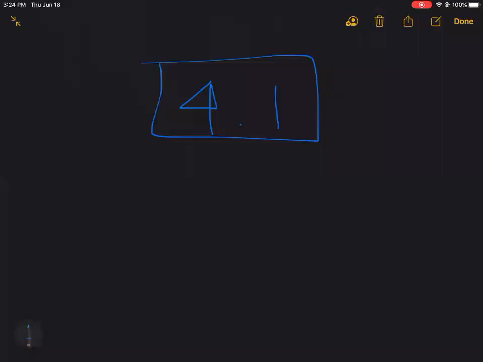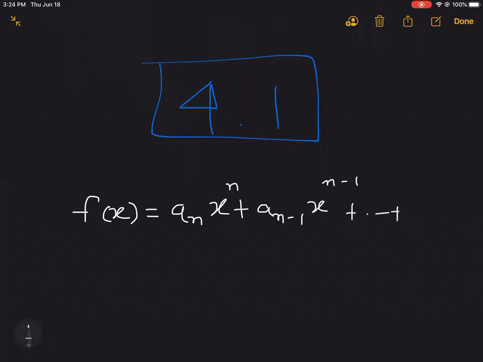Okay, so let's say we have a polynomial of this format. You already know what a polynomial looks like. If you don't know, don't worry, you can get the basics right now. Dot, dot, dot. It will go up to x to the 0, where of course your an can't be 0.